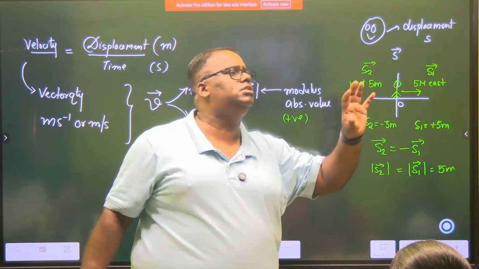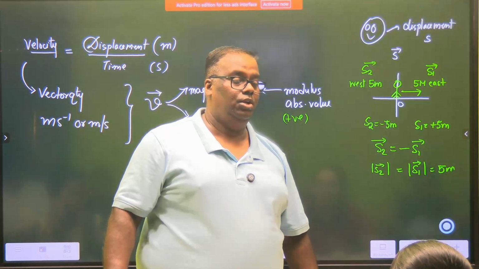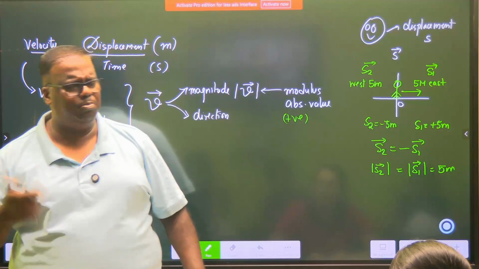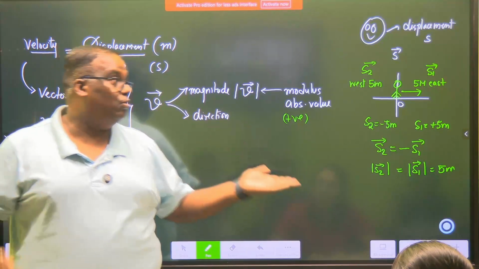Absolute value, what is the value of the force? Sir, 20 Newton. Which direction? Then we will add a plus or minus based on the protocol that we follow. If the force is going northwards, we'll take it positive, right?